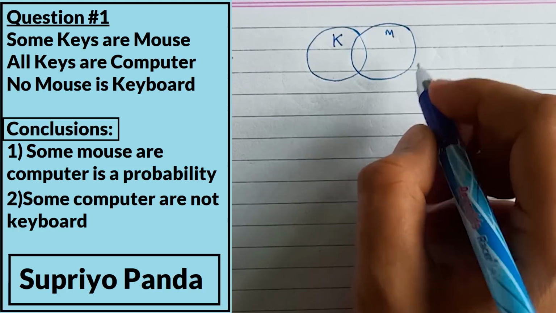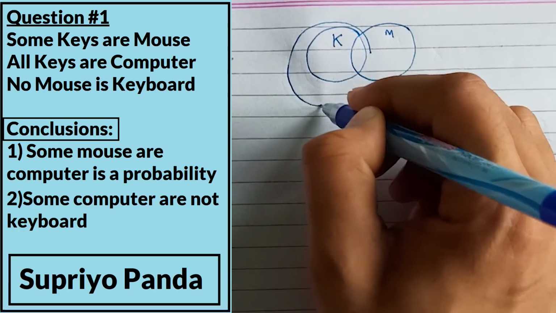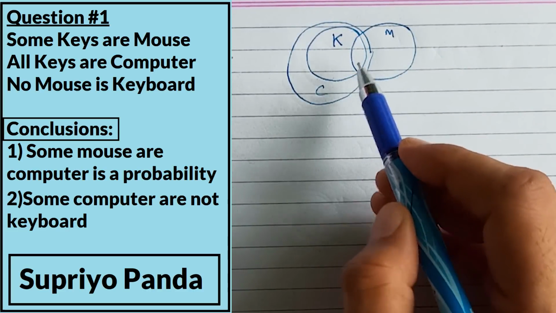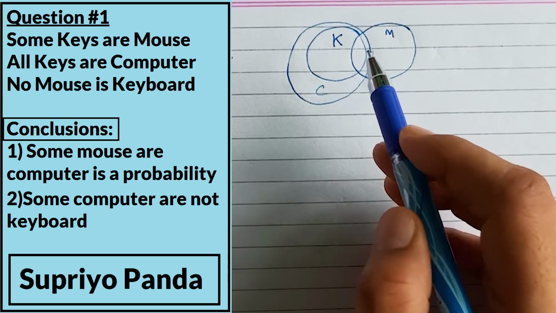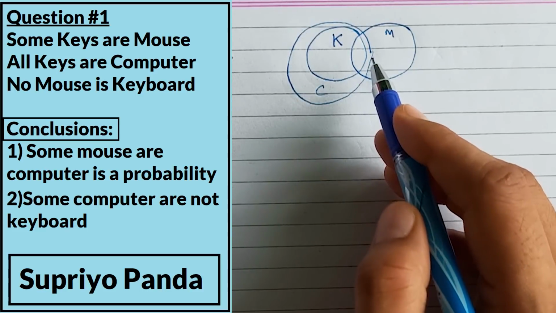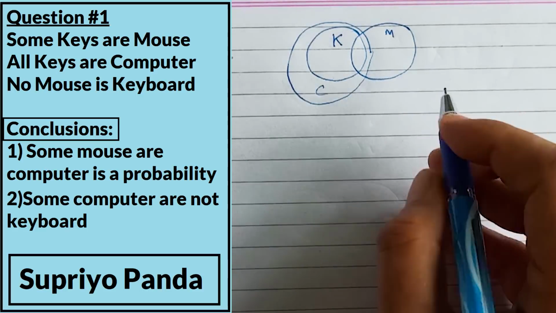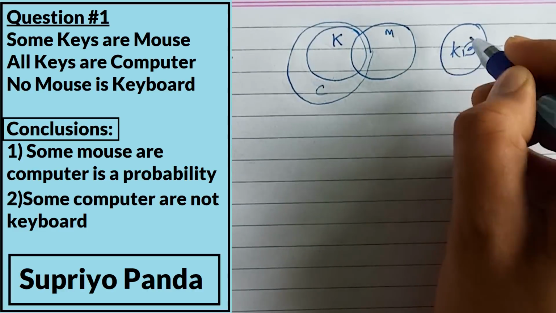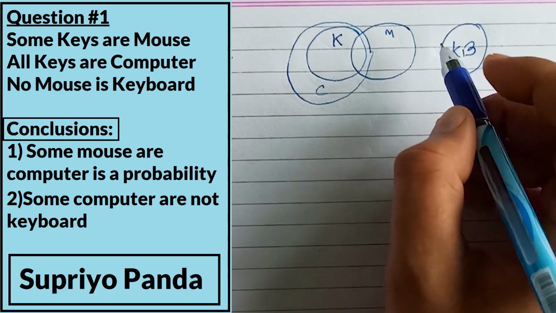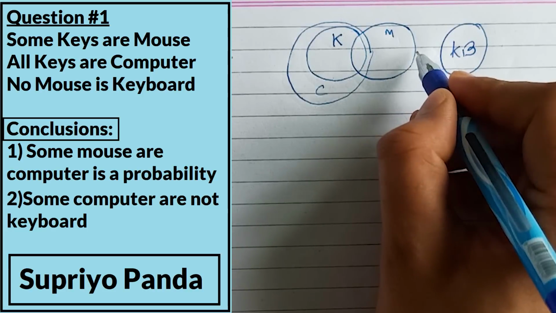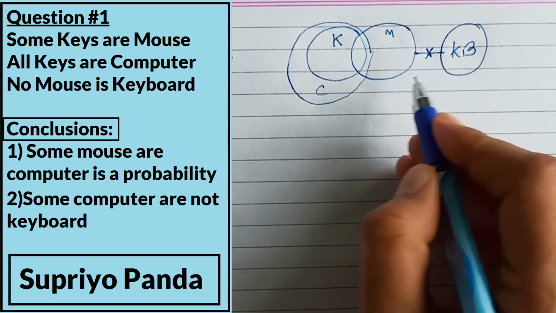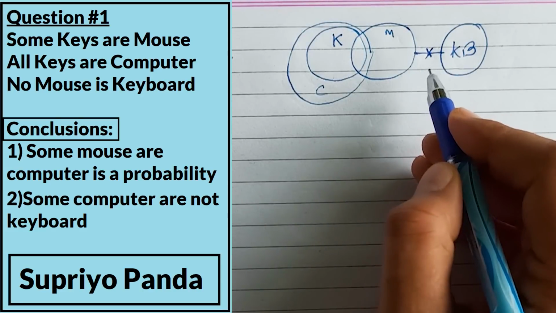Now, all keys are computer. So computer is bigger than the keys. This is the computer, and this is how we represent all keys are computer. Then, no mouse is a keyboard. Now we have a new thing, so we can use KB for keyboard because we have already used K for keys. And how do we represent this? No mouse is a keyboard. We can represent it like this, a line and a cross. This is the policy that I follow. I think it will actually help you.